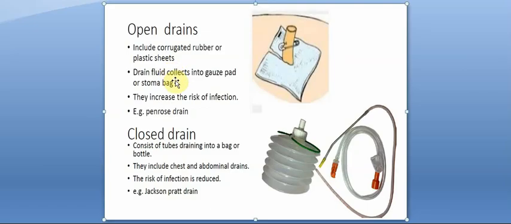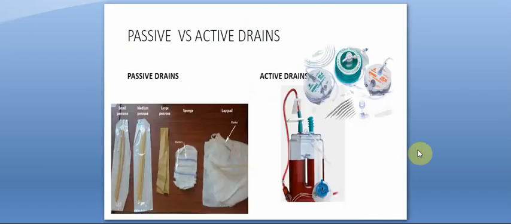Open drains are open type, so there is increased risk of infection. An example is the Penrose drain. Closed drains mean one end is in the wound while the other end is in the bag or bottle, so there is less chance of infection. Next are active and passive drains.